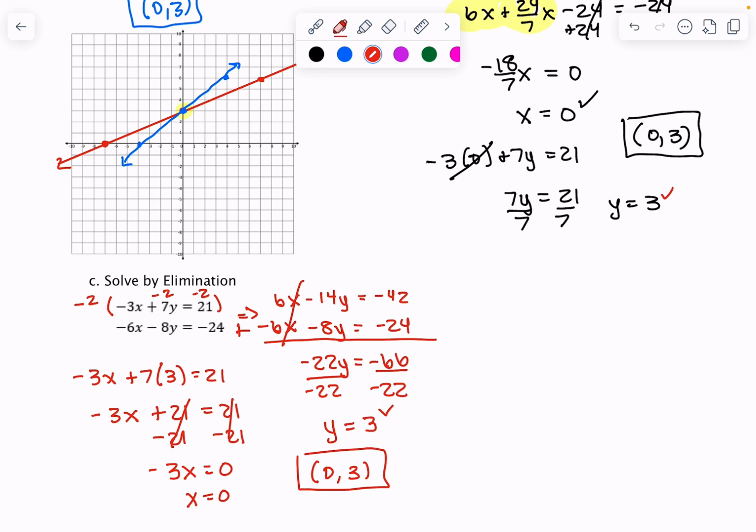So the goal of this lesson is to look at the problem you have in your practice and decide what method is the easiest: graphing, substitution, or elimination.